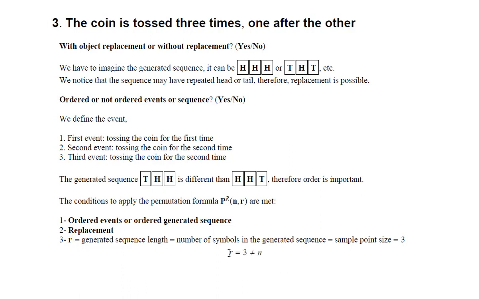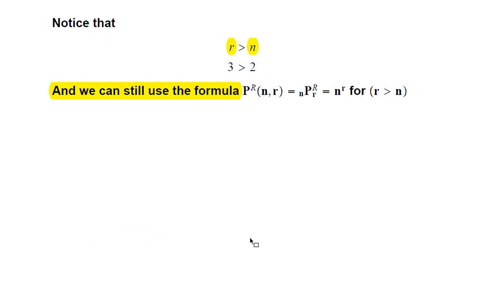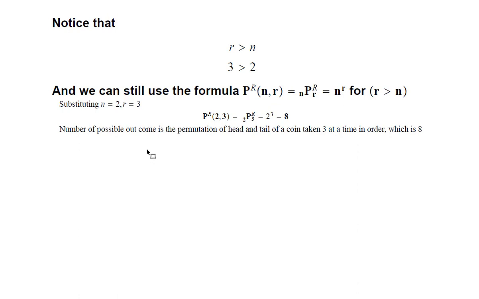In this case we have to realize that R is equal to 3, which is not equal to N. So the number of letters in the generated sequence is not equal to the number of objects, and it is bigger than the number of objects. As we will see here, R can be bigger than N, and we can still apply the formula P(N,R) for R bigger than N. So here we apply the formula by substituting the number of objects and the sequence length, and we get the permutation of head and tail of a coin taken 3 at a time and in order is going to be 8 here.